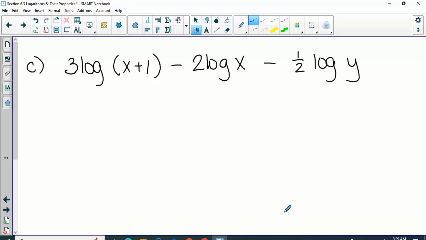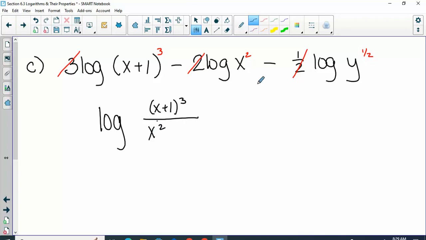Oh, I'm figuring things out. Wait a minute, when I put these together, we need 1 log. So first, any coefficients will turn into exponents. This would be x plus 1 cubed, x squared, and y to the 1/2. So then when I put them together, x plus 1 to the 3rd, is that on the top or the bottom? The x squared, top or bottom? Bottom, it was subtracted. The y to the 1/2, top or bottom? Bottom, because it's subtracted.